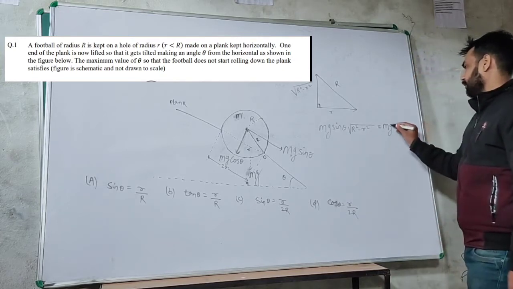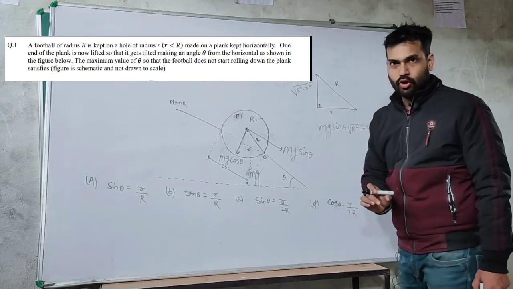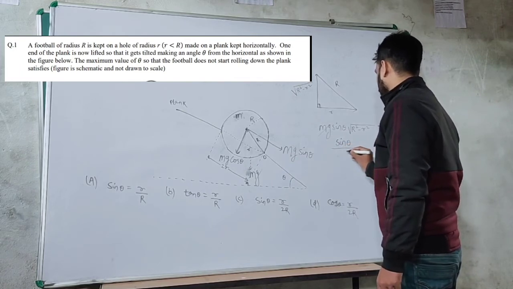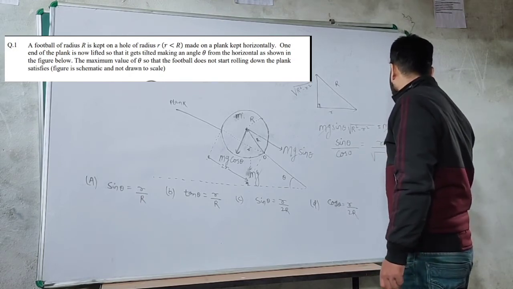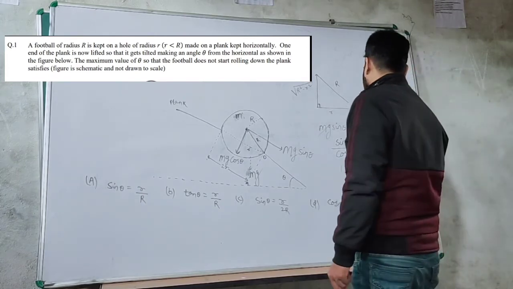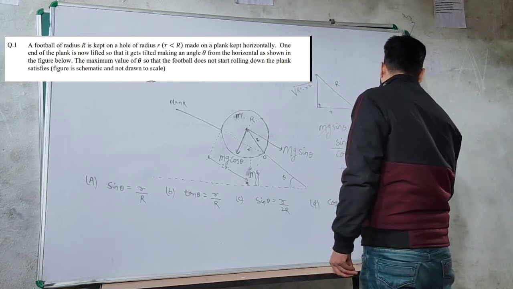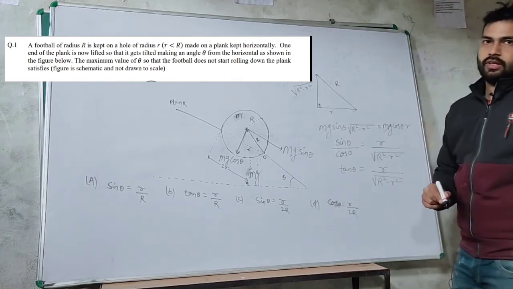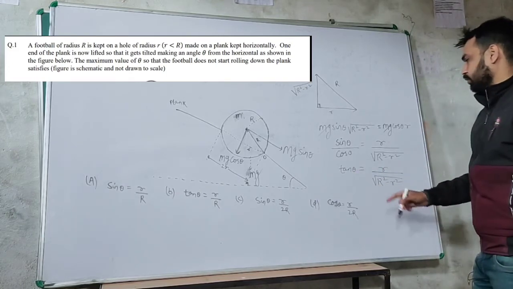Now balancing this, mg and mg on both sides cancel. Here sin theta upon cos theta comes to be small r upon root under capital R square minus small r square. So here tan theta comes to be small r upon root under capital R square minus small r square.